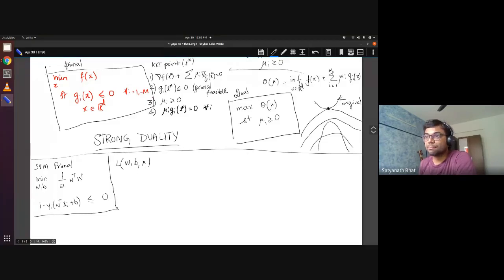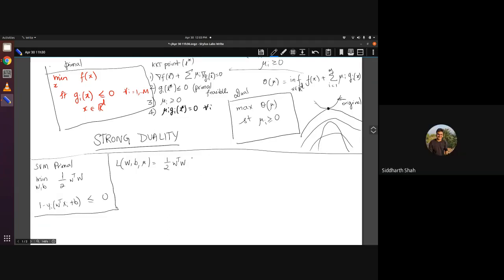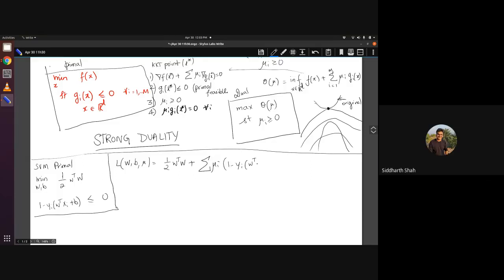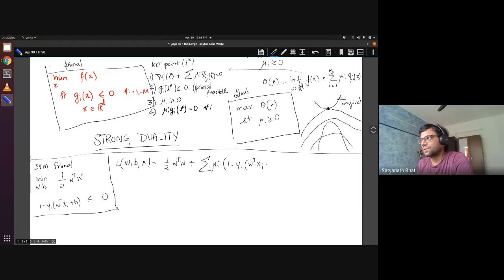See, X is an input, so this is not something that is there. Okay, so go ahead. So this is 1/2 W transpose W. What else? Plus summation mu i times 1 minus yi into W transpose xi plus B. Yes. Okay, very good. So this is what a Lagrangian is.